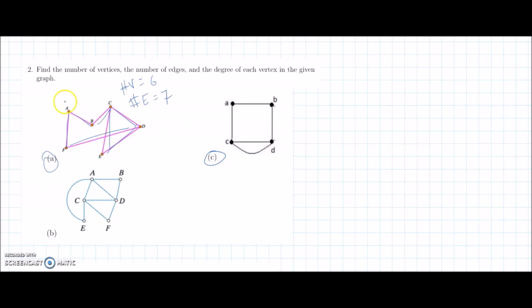And I'm just going to write the degrees beside the vertices. So A has degree 2, B has degree 2, C has degree 3, D has degree 3, E has degree 2, F has degree 2, and that's all there is to it. Okay? For part B, the number of vertices is 4, the number of edges is 5. The degrees are 2, 2, 3, and 3. So that's all there is to it. As long as you know what a vertex is, what an edge is, and what the degree is, I don't think you'll have any trouble at all doing this type of problem.